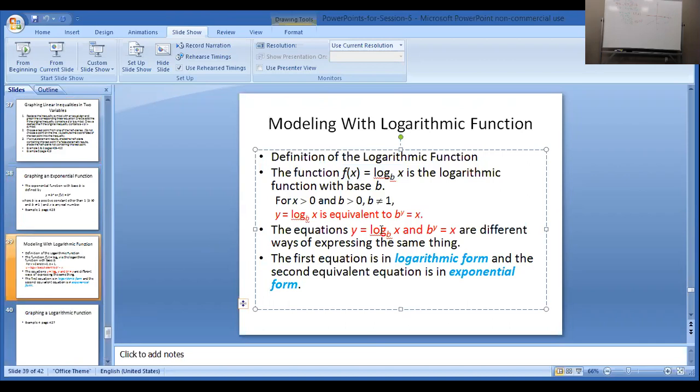The first one is logarithmic form. The second one is exponential. All right?